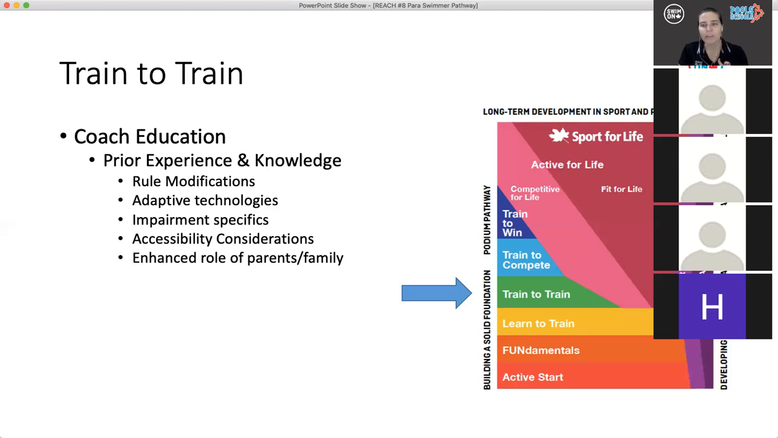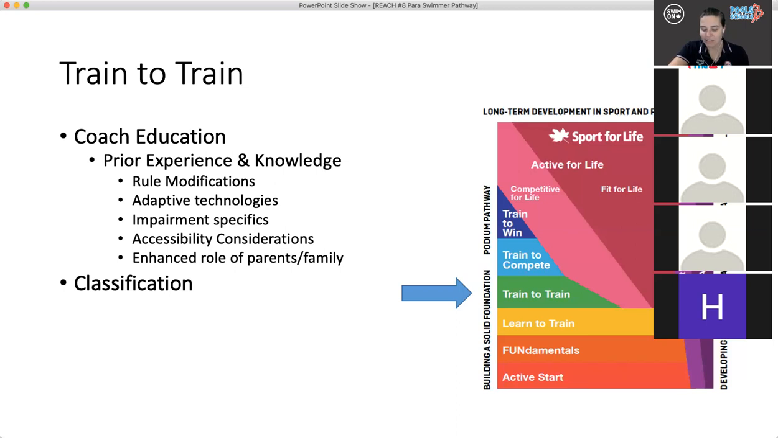Coaches also need to be aware that in parasport, there's an enhanced role of parents and family, whether that is to provide support for activities of daily living, whether that is an advocacy role. Parents just have a little more engagement typically than the typical mainstream parent might have.